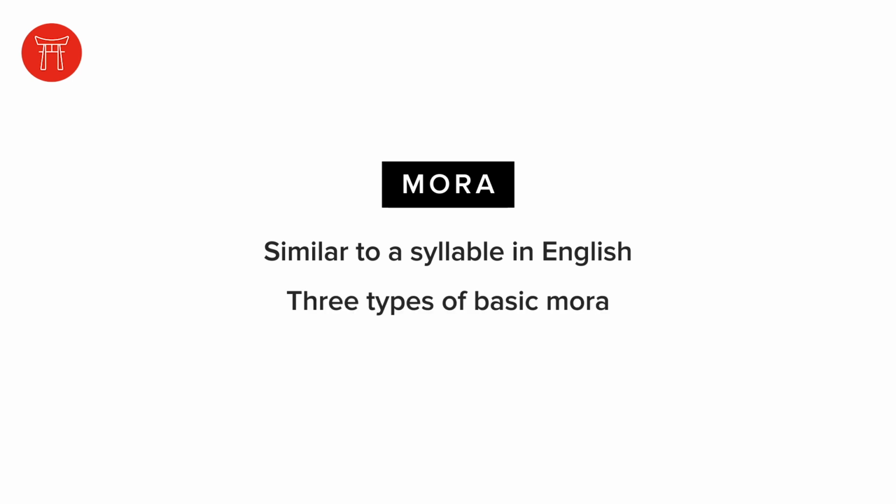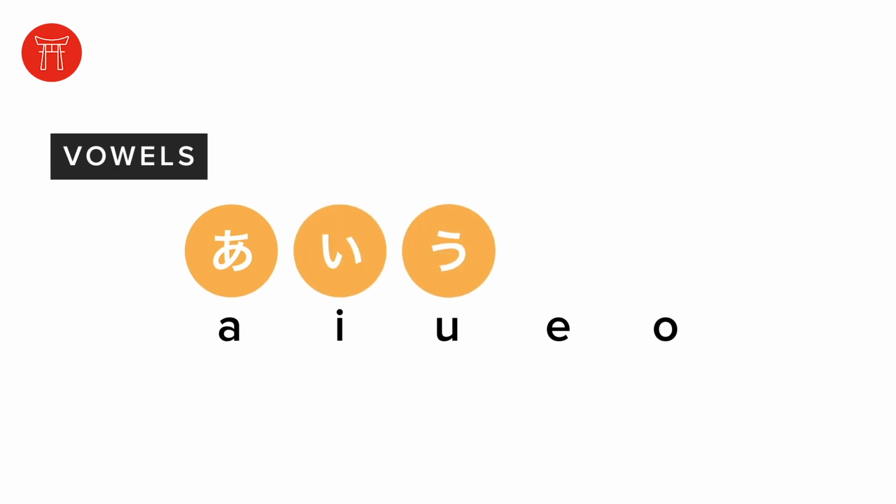There are three types of basic mora in Japanese. The first being vowels. Here are the 5 vowels in Japanese. A, I, U, E, O. Each vowel sound is represented by hiragana. A, I, U, E, O.